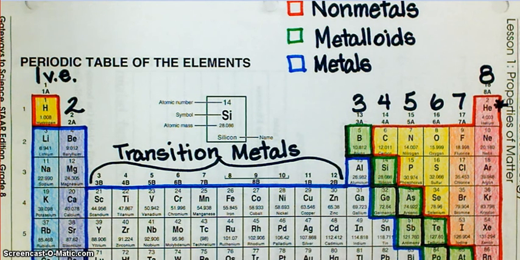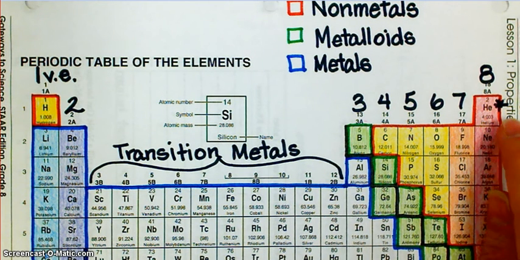Everything in column 3 or column 13 has 3 valence electrons. Everything in column 4 has 4 valence electrons. Everything in column 5, 5 valence electrons. Everything in column 6, 6 valence electrons. Everything in column 7 has 7 valence electrons. And everything in column 8 or column 18 has 8 valence electrons except for helium.